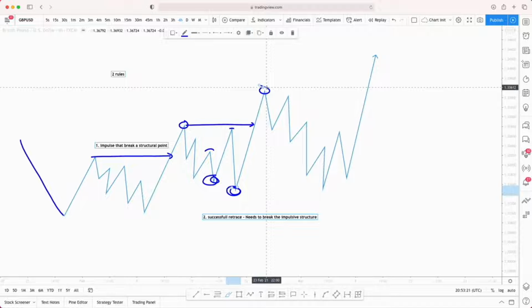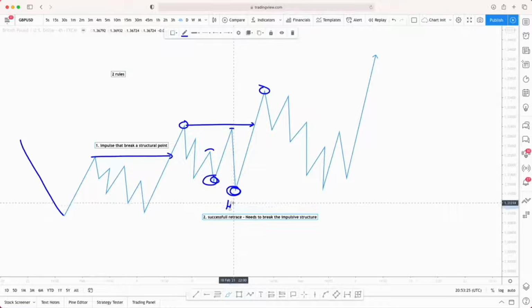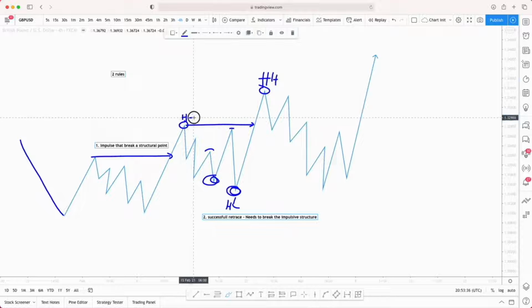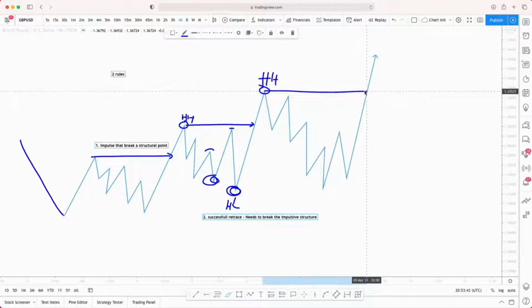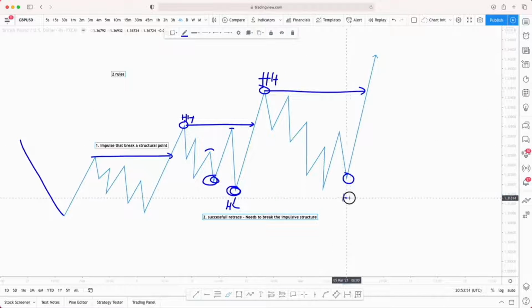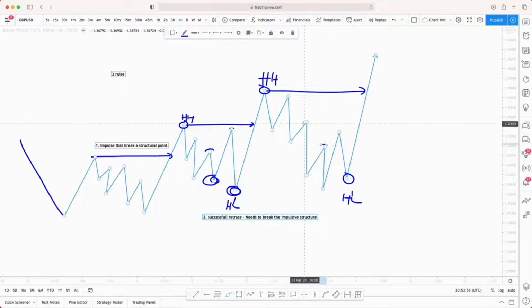Now, when this happens, it makes this one our higher low, not any of these. So that's our higher low, and that's going to be our new higher high. So we got higher high, higher high, and now the higher low is going to be this one. Same way going again, if we break the structural point from here, the only one that we're going to be referencing is this one. So now this one is going to be our higher low, not any of these, regardless of the breaker structure we have here.